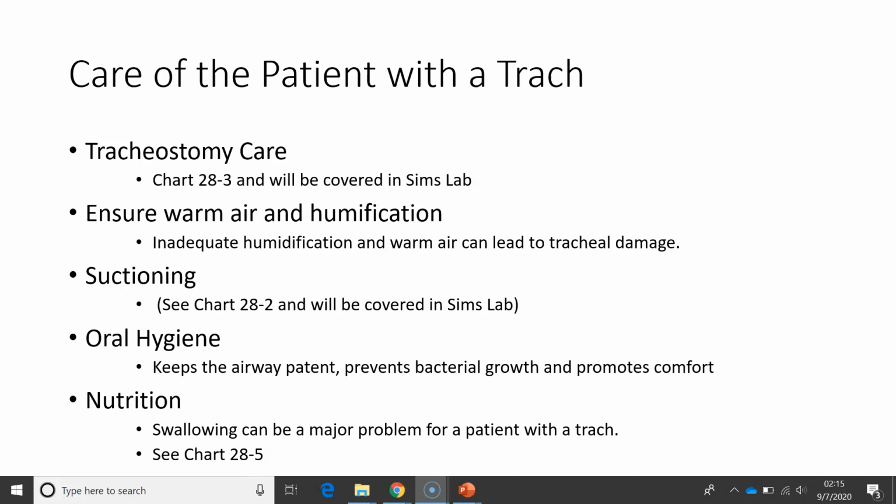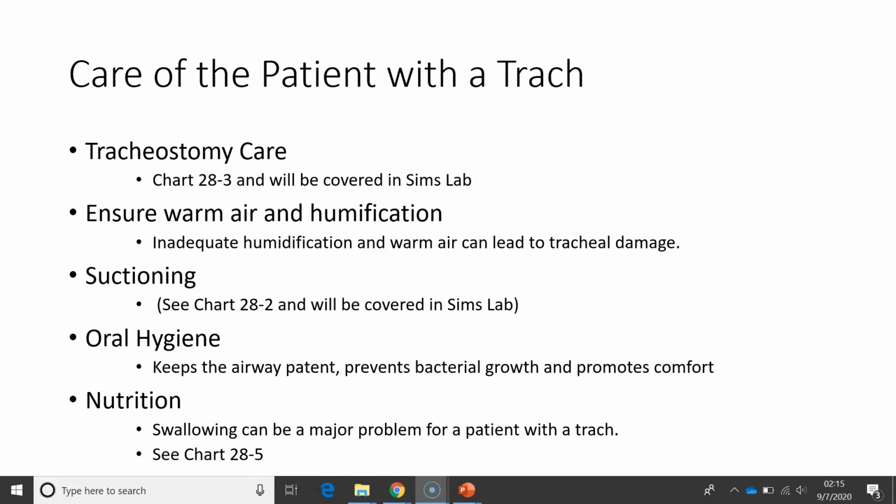You want to ensure warm air and humidification. Inadequate humidification and warm air can lead to tracheal damage. You'll learn how to suction again in Simulation Lab, but it's important to know chart 28.2. So far that's knowing chart 28.3 and 28.2. Oral hygiene helps to keep the airway patent and prevents bacterial growth and promotes comfort.